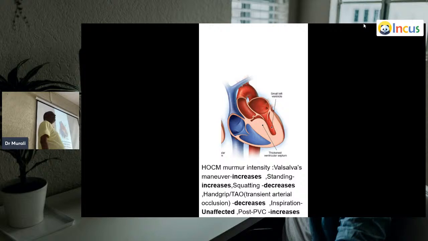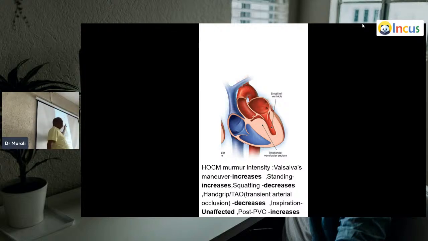That is the reason the murmur will decrease. This is a little tricky to remember. A lot of people don't know. Summarize. Hand grip causes release of catecholamines. Release of catecholamines leads to vasoconstriction. That will increase the afterload, and the increased afterload will increase the contractility, and that will overcome the obstruction and decrease it. Right? Done? Very good.